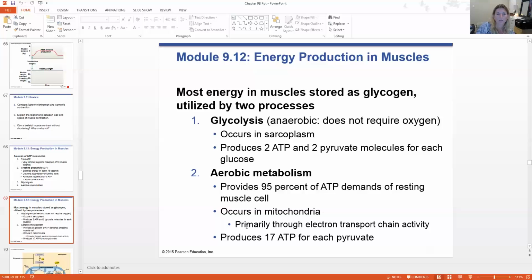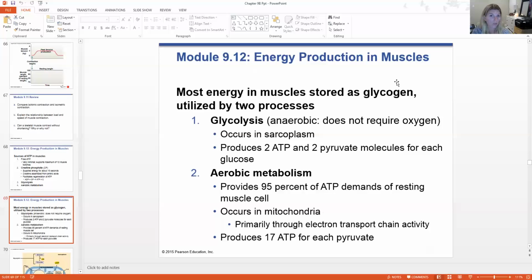All right, back to the PowerPoint. Most energy in the muscles is stored in the form of glycogen. Glycogen is basically compacted glucose, right? If you remember, when we bring in food to our body, it's broken down through the process of hydrolysis, digestion, and all of that glucose floats around our blood, gets taken up into our cells. And if our cells aren't using that glucose, our cells are going to pack it up in the form of glycogen stored in the liver and skeletal muscles.